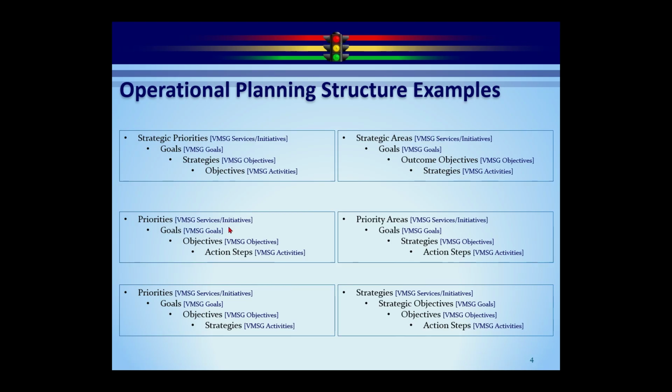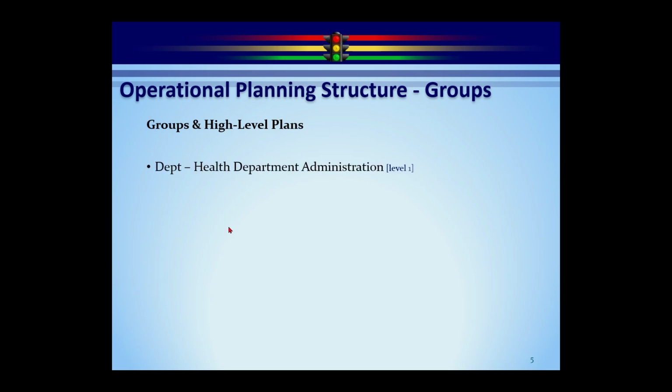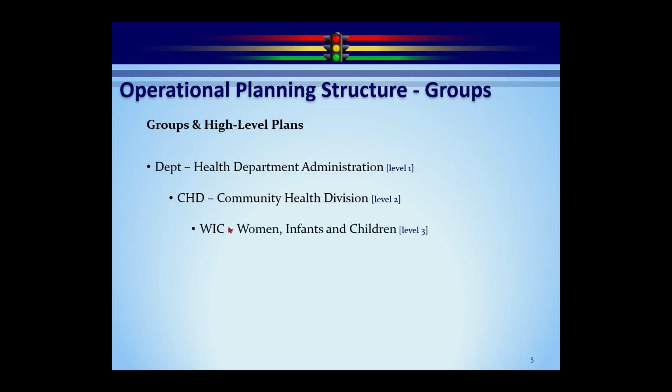So what I want to do now is go through each of the different levels of the pyramid here. The first thing is the groups level. Well, you saw your group structure. The basic group structure is like this. The department is typically always the level 1 group at the highest level here. Underneath that, let's say we have a community health division. It's a level 2 group reporting to the department. And then maybe under community health, you would have WIC. WIC would be level 3, reporting to community health at level 2, reporting to the department at level 1. So you can see the hierarchy.